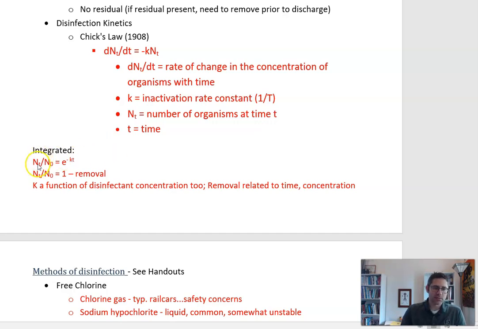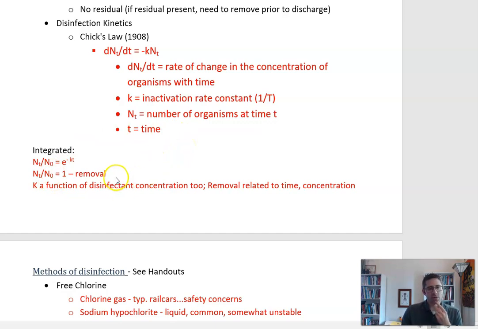So this says N sub t over N sub 0, in other words, the fraction of organisms remaining at time t, the number that are there at time t divided by the number that were there initially, is equal to e to the negative kt. N sub t over N sub 0 is 1 minus the removal, right? So if my removal is 75%, then I'm only left with 25%, or 0.25, of what I had initially. So 1 minus the removal is 0.25, and that would be the number of organisms at time t divided by the number that were there initially.